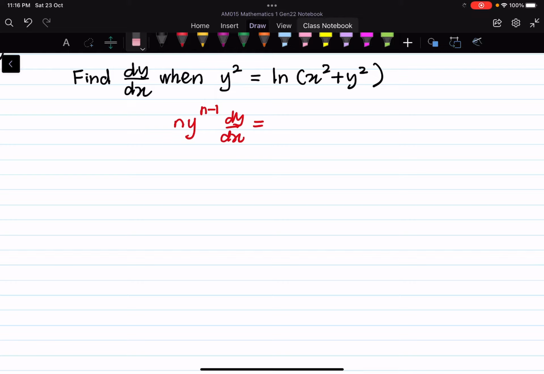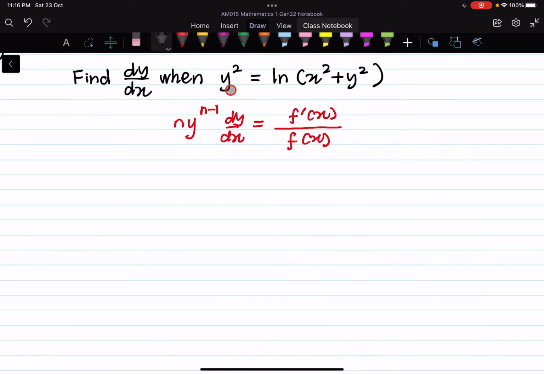And for ln(x squared plus y squared), we're going to use the natural log differentiation, which means we need to differentiate x squared plus y squared, or the function. Then we copy down the function. As easy as that. So now let us differentiate.